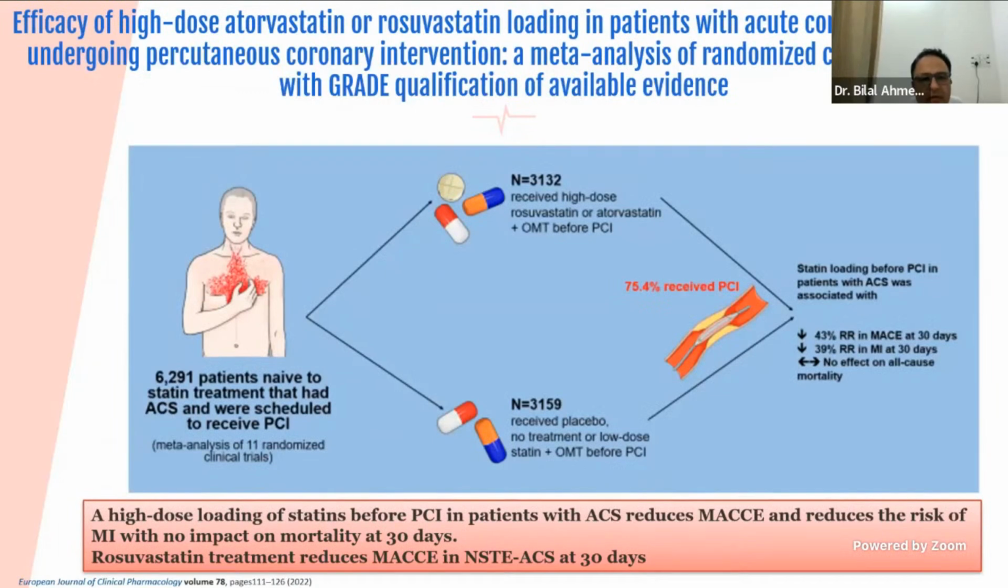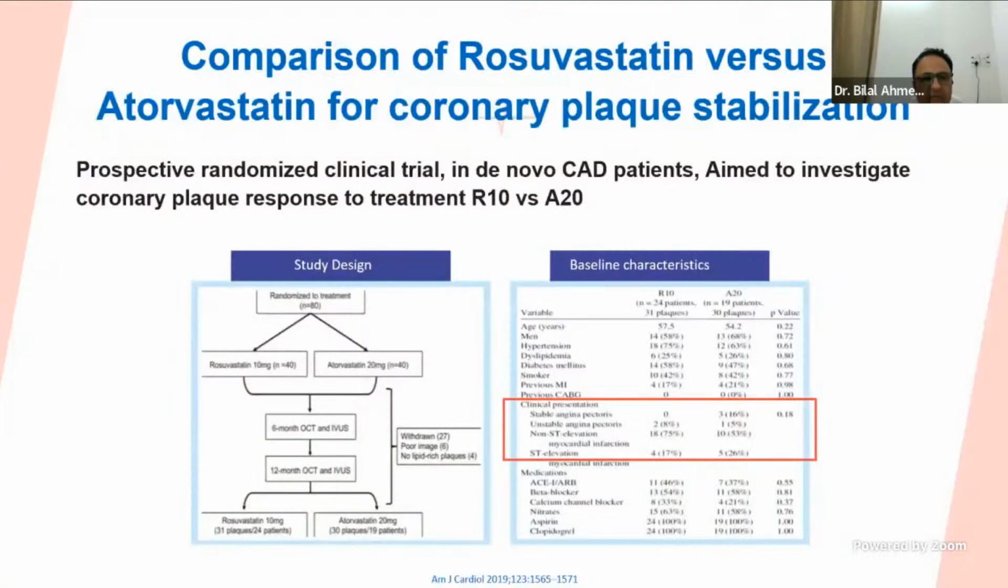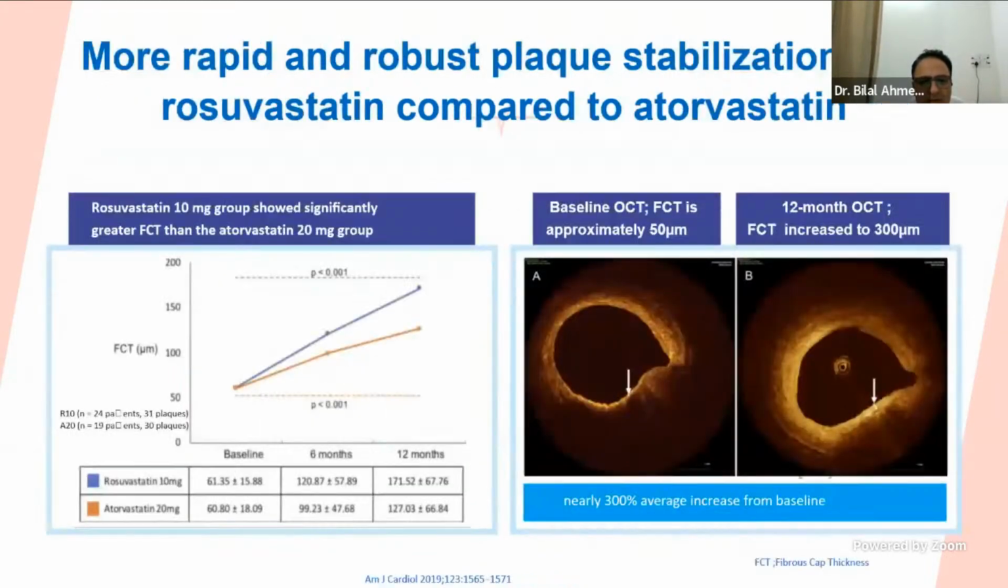High dose atorvastatin or rosuvastatin in patients with ACS undergoing coronary intervention: that was the meta-analysis where they definitely reduced the recurrent cardiovascular events or the mortality within the first 30 days. Rosuvastatin versus atorvastatin in de novo CAD patients showed that treatment with rosuvastatin 10 milligram versus atorvastatin 20 milligram, rosuvastatin was much better as compared to atorvastatin.